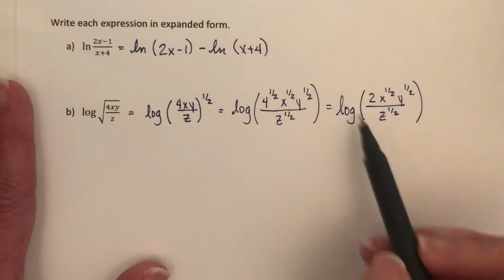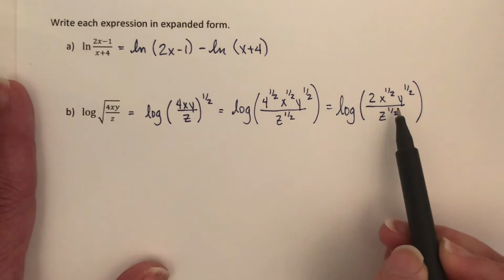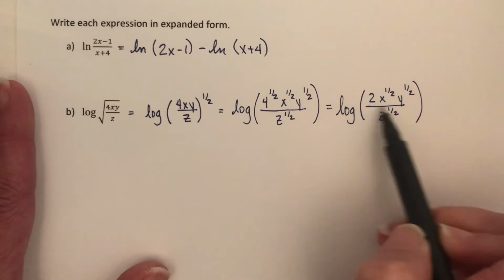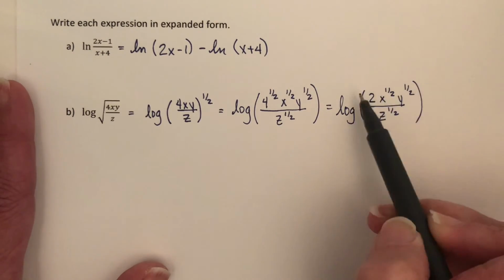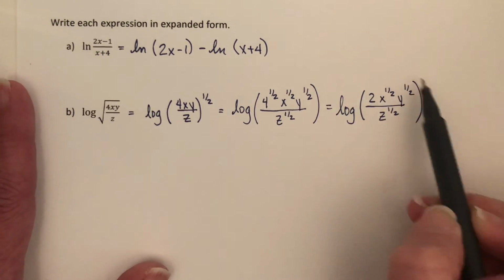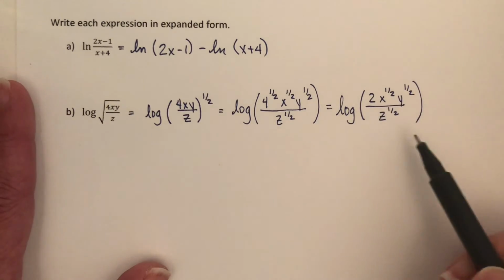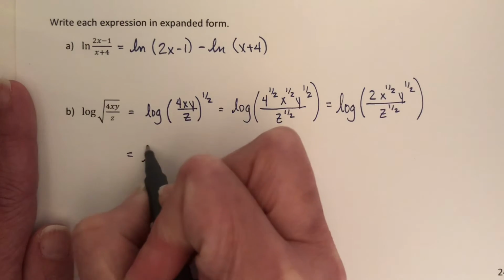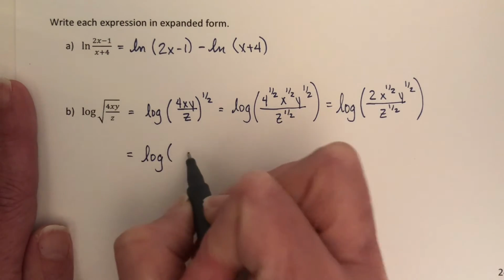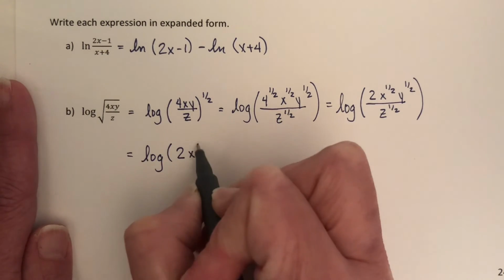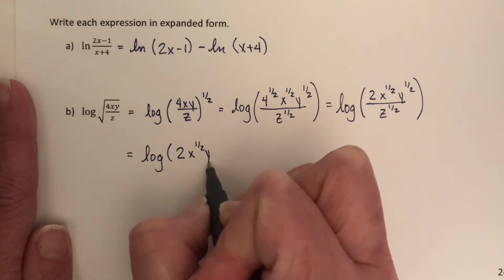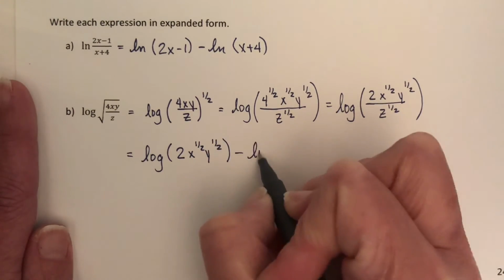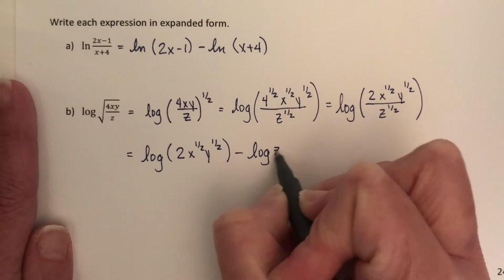Now, my main operation here is the division. So I'm going to split this up using the division property, and I'm going to keep all of this together. I'm going to have to split that up again because it's multiplication. But first, I'm going to take care of the division. So this is log of 2x to the 1/2, y to the 1/2, minus log of z to the 1/2.